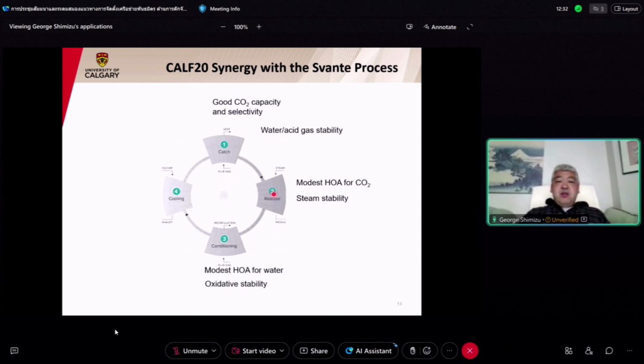When the CO2 is removed and the solid is filled with water, you then have to remove the water. So you'd actually like the water to be quite easy to remove. And then this needs to be stable to large amounts of air and oxygen that are going through.